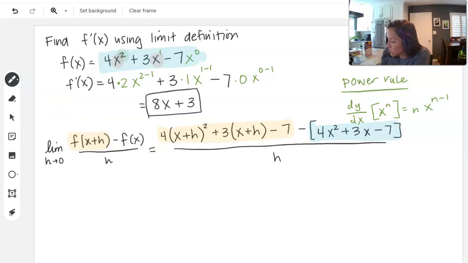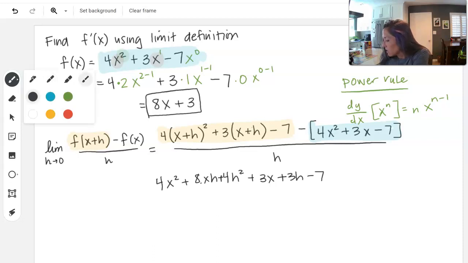So if we were to distribute out this first term, we'd end up with an x squared plus 2xh plus h squared. Now there's a 4 out in front, so I'm going to go ahead and multiply these all by 4. Boom. Ugh, I made that one too close. Let's give myself space, and I forgot plus 4. Okay, and then we keep moving. We'll distribute the 3 out. 3x plus 3h minus 7.